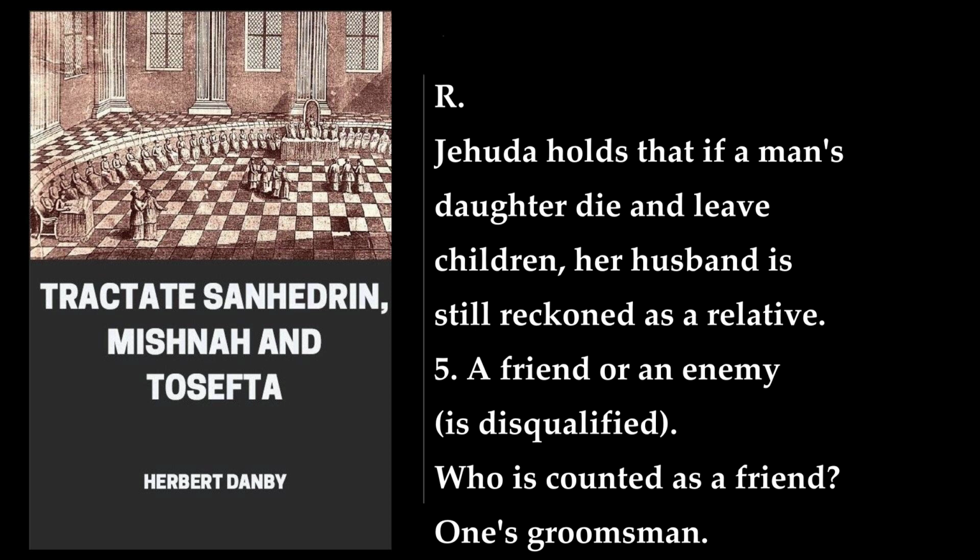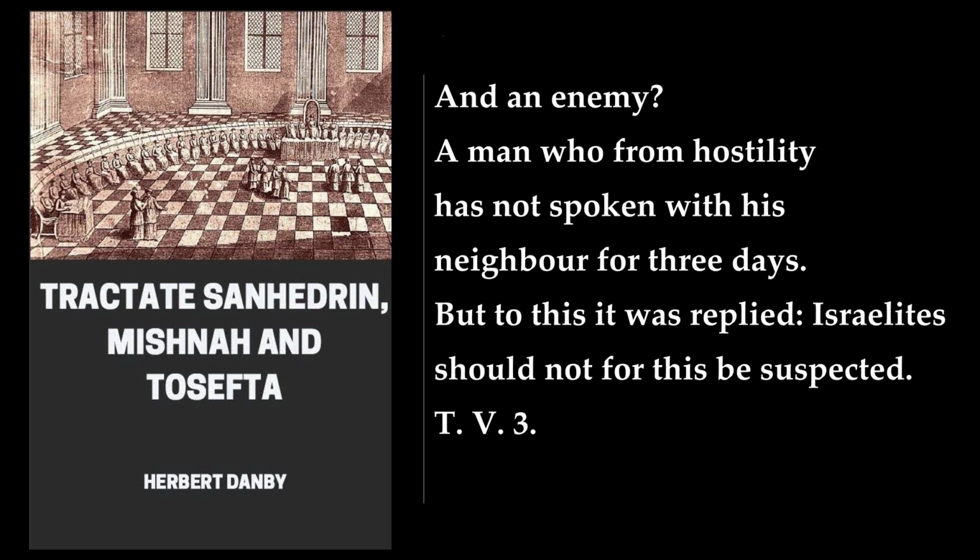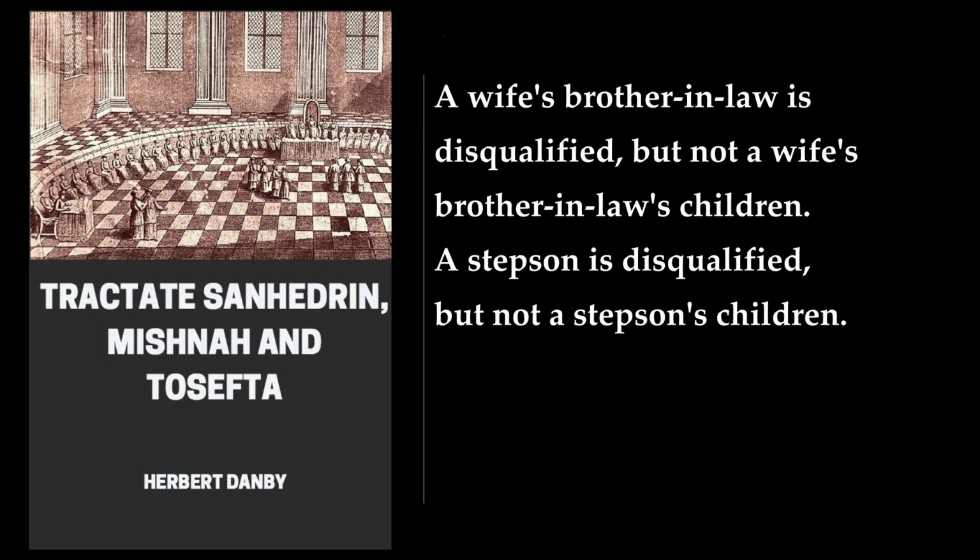5. A friend or an enemy is disqualified. Who is counted as a friend? One's groomsman. And an enemy? A man who from hostility has not spoken with his neighbor for 3 days. But to this it was replied, Israelites should not for this be suspected. 3. A wife's brother-in-law is disqualified, but not a wife's brother-in-law's children. A stepson is disqualified, but not a stepson's children.